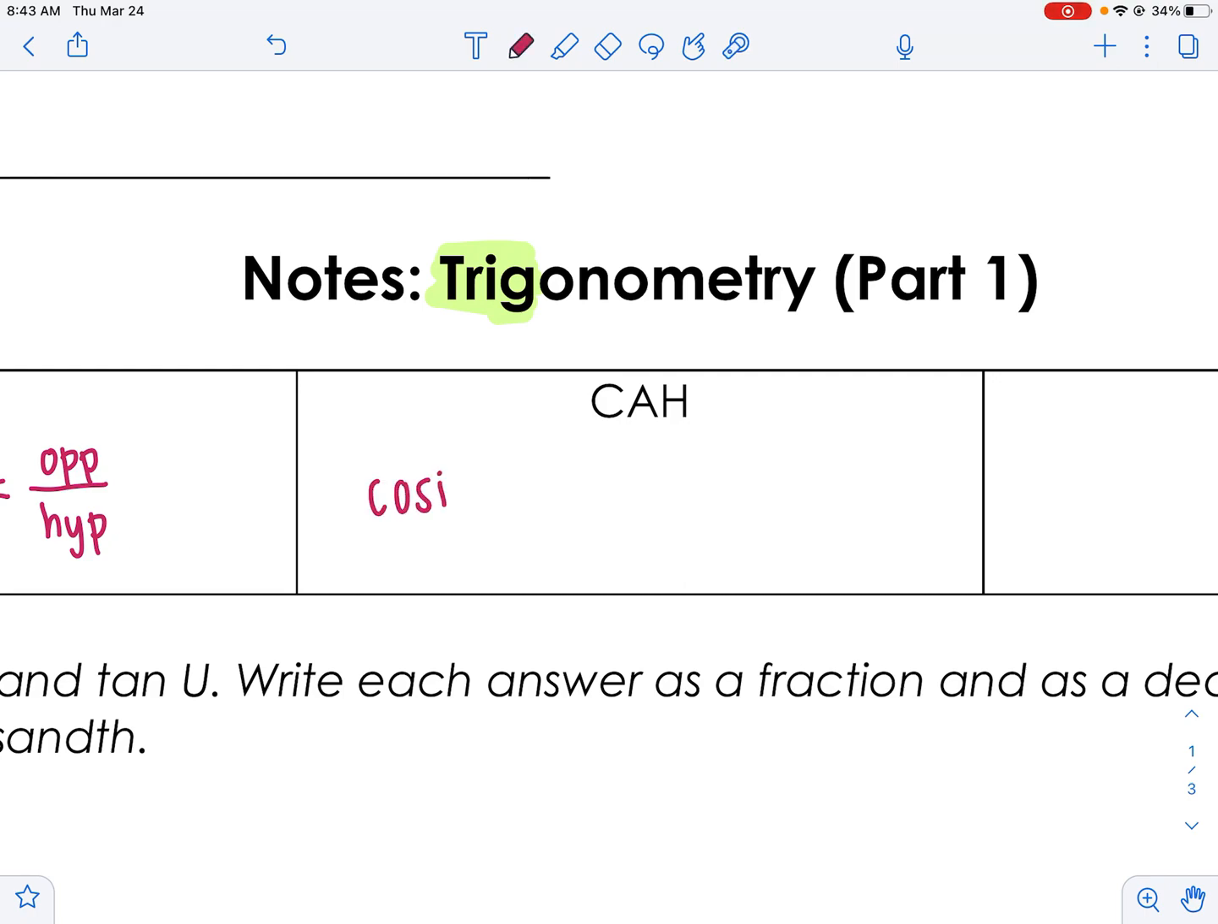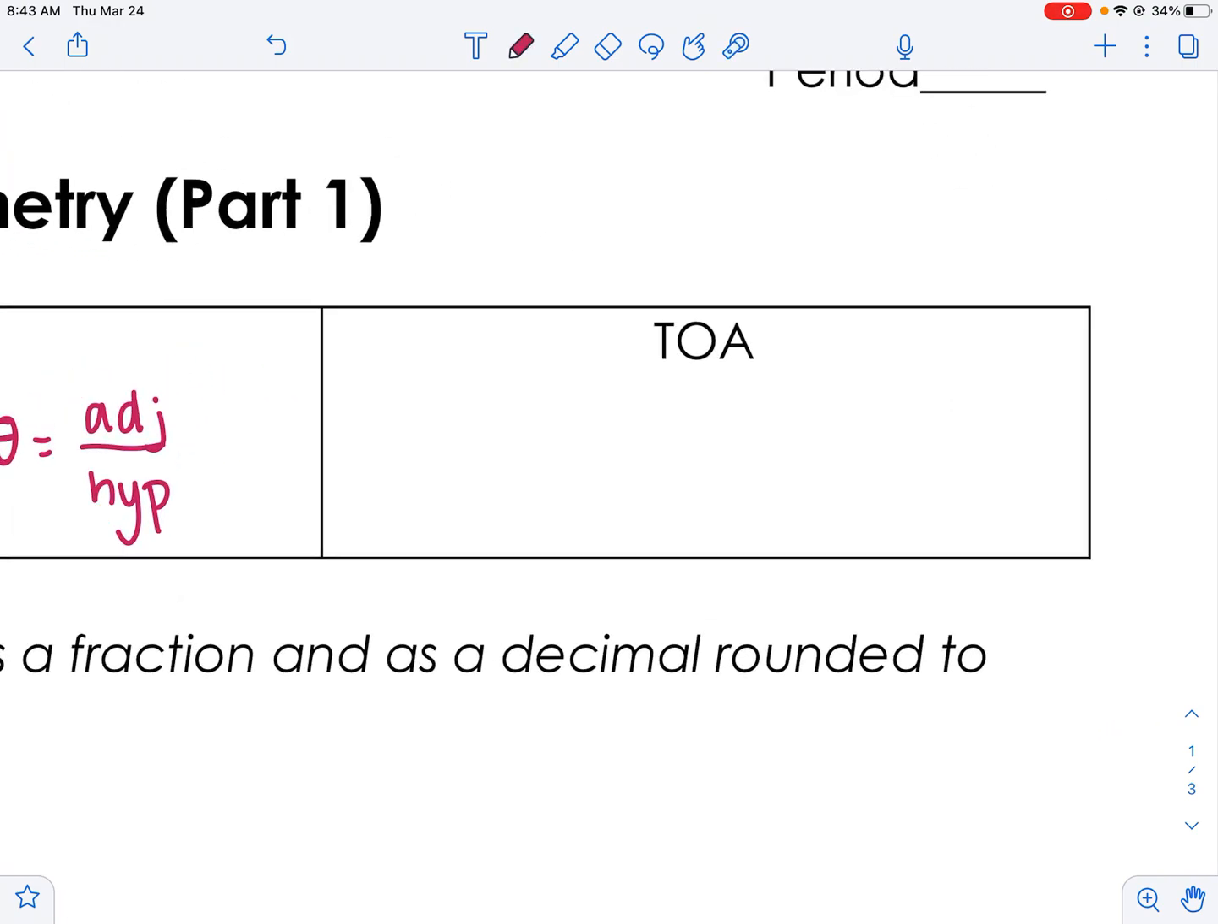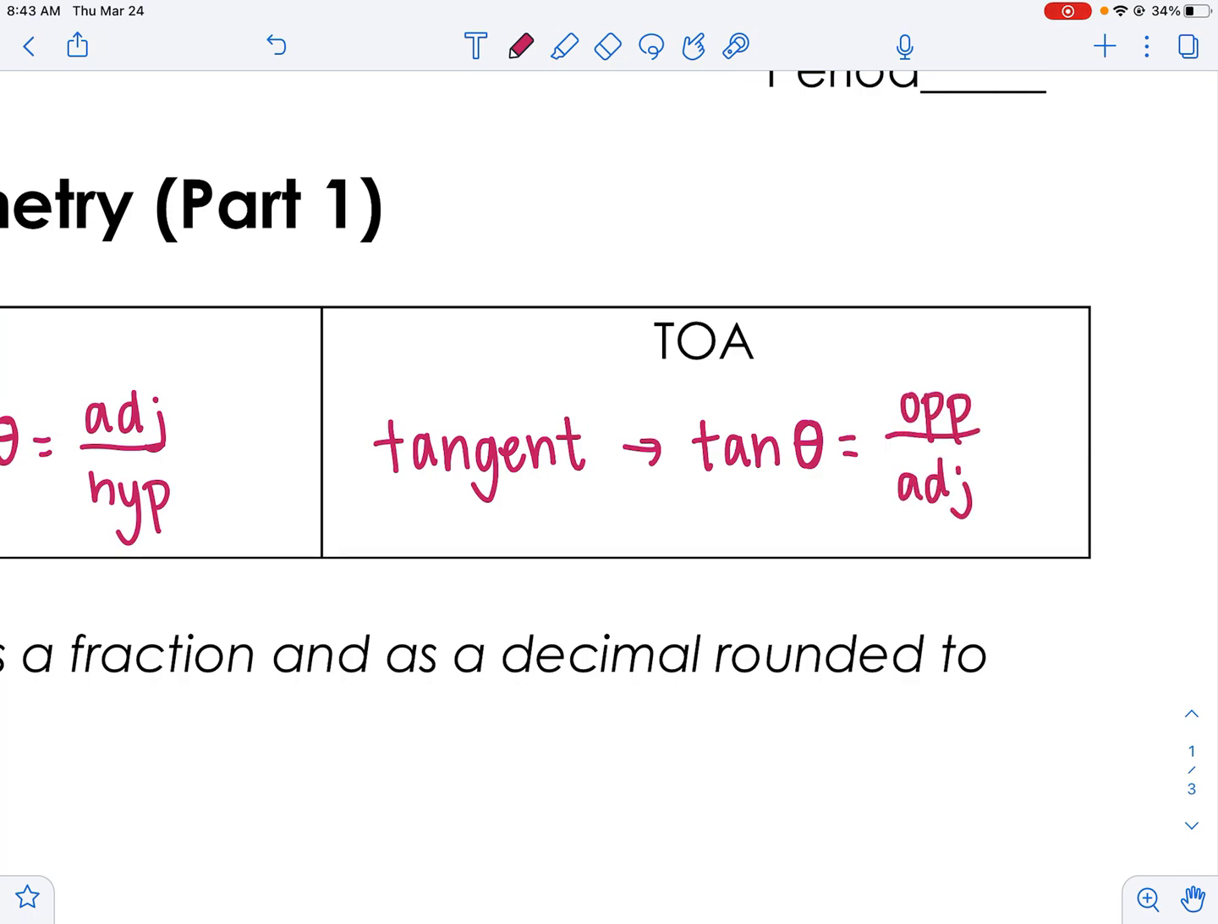Our next trig formula is cosine. Cosine we abbreviate to COS. So cosine of theta is adjacent over the hypotenuse. And if you're starting to notice here, SOH, CAH. And then TOA, our last trig formula is tangent. Tangent we abbreviate to TAN. So tangent of theta, tangent of our angle, would be opposite over adjacent.